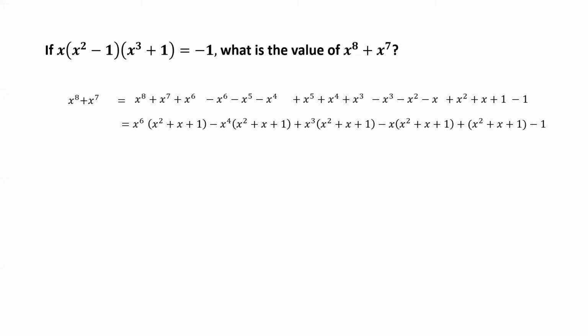And then finally I have x squared plus x plus 1 minus 1. Now, leaving the minus 1, it's very easy to see that from all of the rest of the terms, we can take x squared plus x plus 1 as common, right? And if we do that, this is what it comes out to be: x squared plus x plus 1 multiplied by x to the power 6 minus x to the power 4 plus x cubed minus x plus 1, and then we still have the negative 1 at the end.